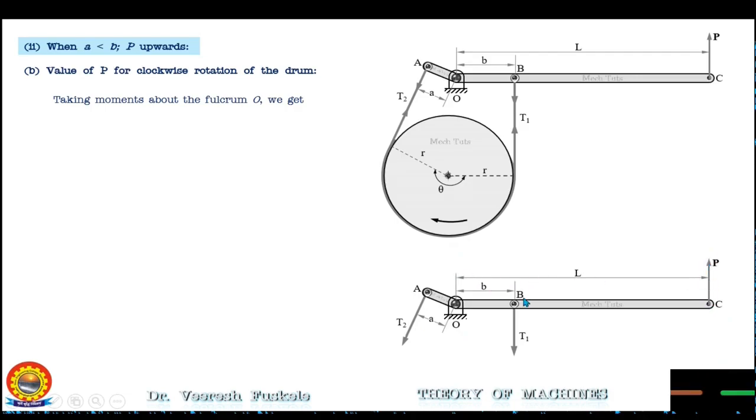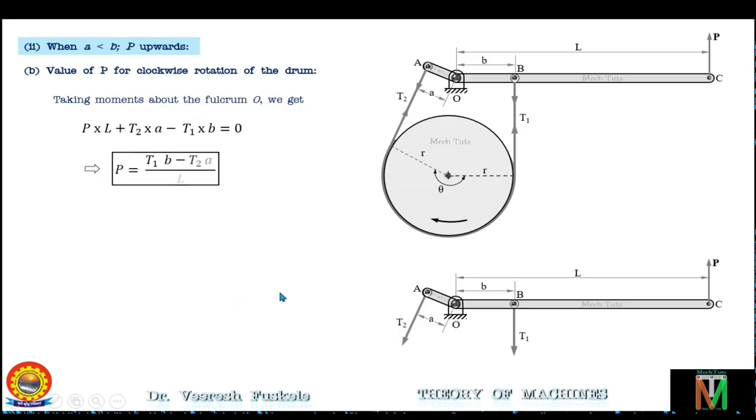But the moment of T1 will be negative as it will be rotating in the clockwise direction, and the magnitude of the moment of T1 will be T1 into B. So writing the moment equation, we have P into L plus T2 into A minus T1 into B equal to 0. So P and T2 are having positive moments and T1 is having the negative moment. So from here we can have P is equal to (T1B minus T2A) upon L.